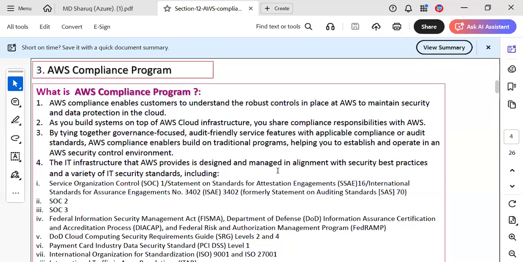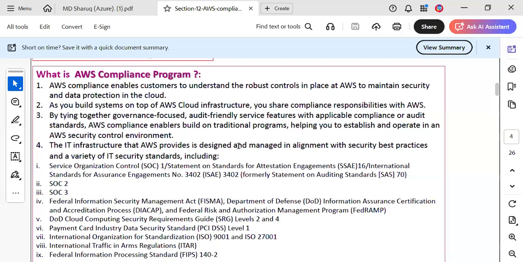AWS compliance enablers build on traditional programs, helping you to establish and operate in an AWS security control environment. Yes, security controls are there within AWS through network security, through firewall security, so many areas. Practices need to be implemented with identity access management roles also. We discussed the IAM roles also. Right? Users, groups, all those things. So the IT infrastructure that AWS provides is designed and managed in alignment with security best practices and a variety of IT security standards. So these are the security standards they need to follow as per the compliance programs.